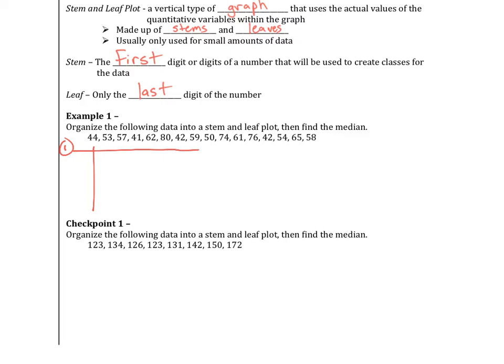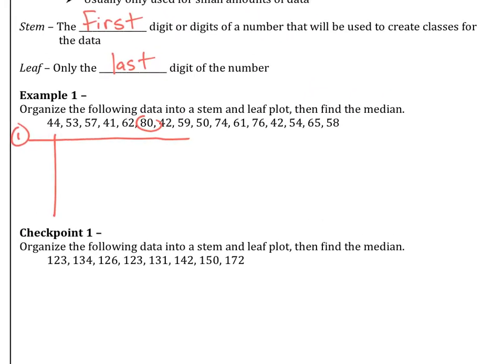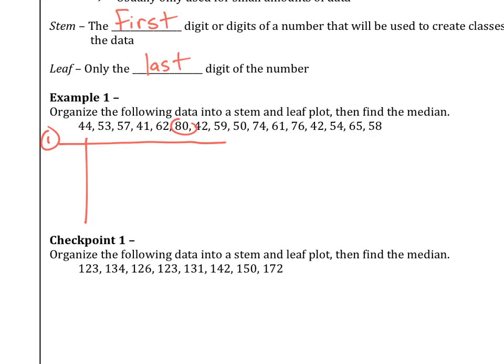So if we look, the smallest number we have in here, I believe, is in the 40s. And the biggest number we have is 80. So we need to go from 40 to 80. So let me zoom in just a little bit. So it'll be 40, 50, 60, 70, 80. So that's like by the tens, because this is only 2 digits in each number.